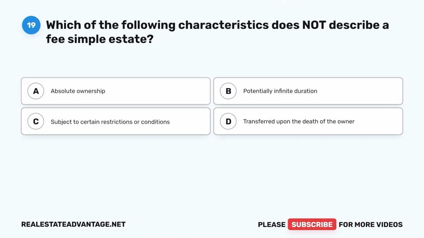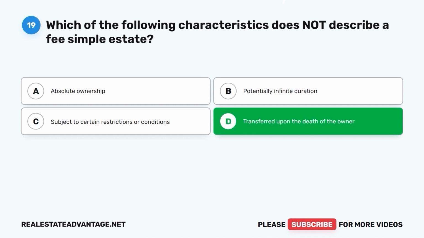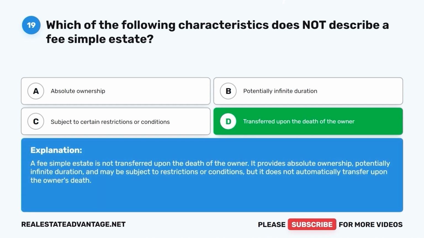Question 19. Which of the following characteristics does not describe a fee simple estate? A. Absolute ownership. B. Potentially infinite duration. C. Subject to certain restrictions or conditions. D. Transferred upon the death of the owner. The correct answer is D. Transferred upon the death of the owner. A fee simple estate is not transferred upon the death of the owner. It provides absolute ownership, potentially infinite duration, and may be subject to restrictions or conditions, but it does not automatically transfer upon the owner's death.